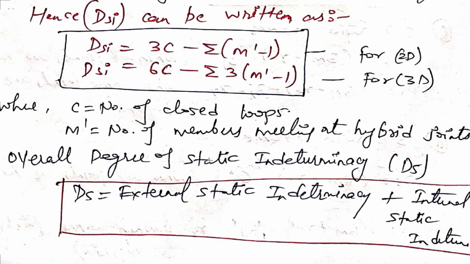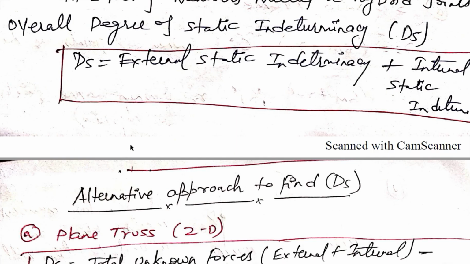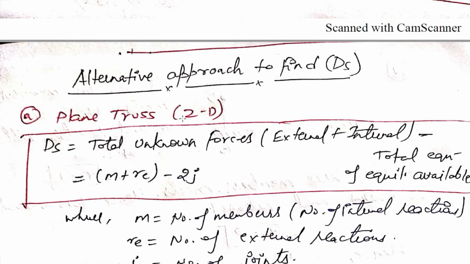So the overall degree of static indeterminacy, that is DS, will be calculated as external static indeterminacy plus internal static indeterminacy. We know in our previous video we have already covered external static indeterminacy, and in this video we covered internal static indeterminacy. So by adding external and internal, we get the overall degree of static indeterminacy. Now we have an alternative approach to find the DS value.